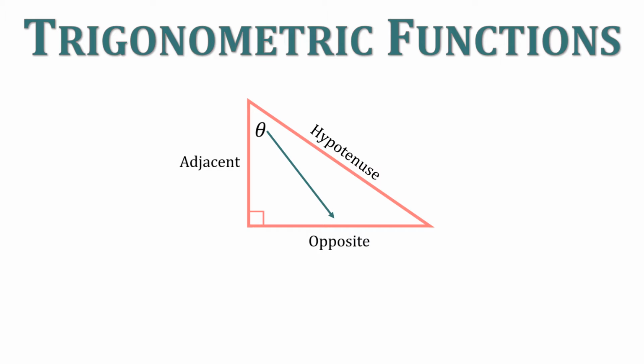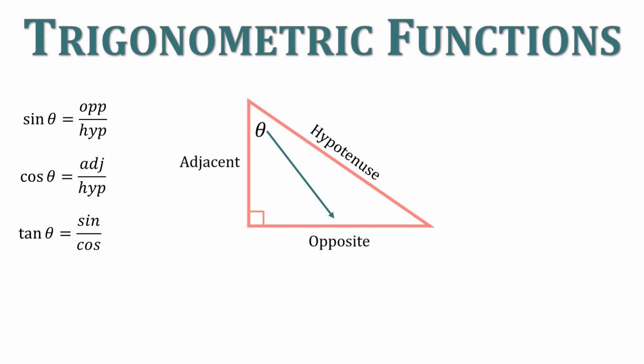So let's look at our trigonometric ratios. Sine is the opposite side over the hypotenuse side. Cosine is the adjacent side over the hypotenuse side. Tangent is sine over cosine. Make sure you simplify it. Cosecant is the reciprocal of sine. Secant is the reciprocal of cosine. And cotangent is cosine over sine, or the reciprocal of tangent.